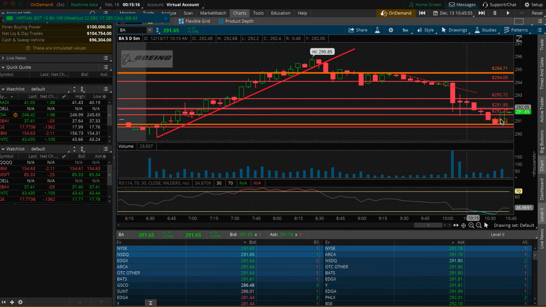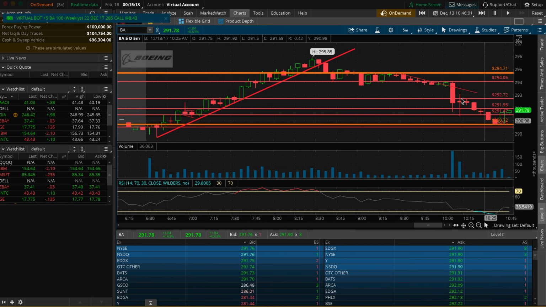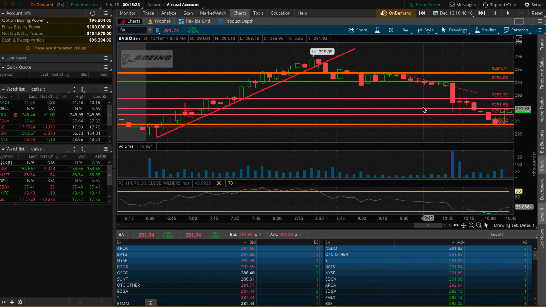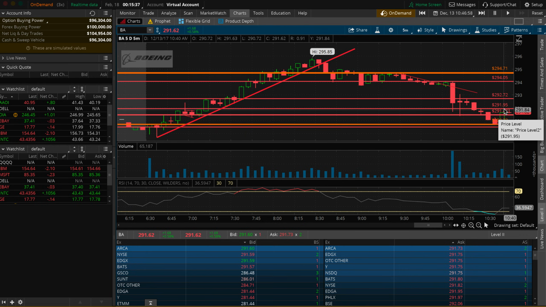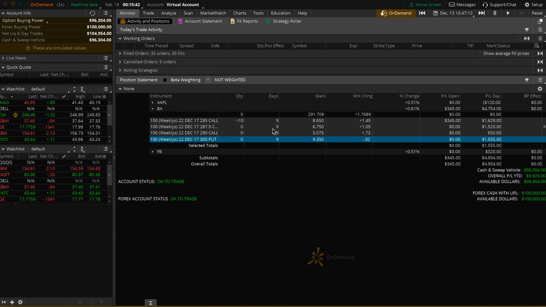Got that. So we already have our support and resistance lines in. These don't change, whether going up or down. So that hit the major support, found buyers, came back up. See where we're at. Positive $345.